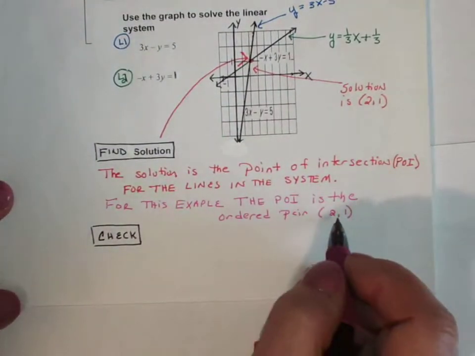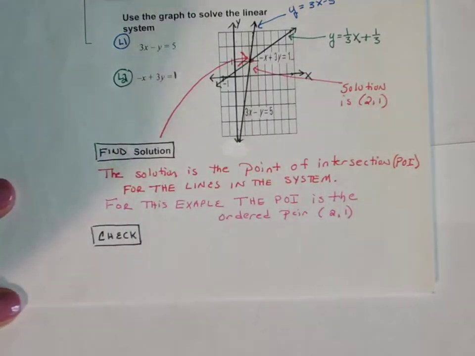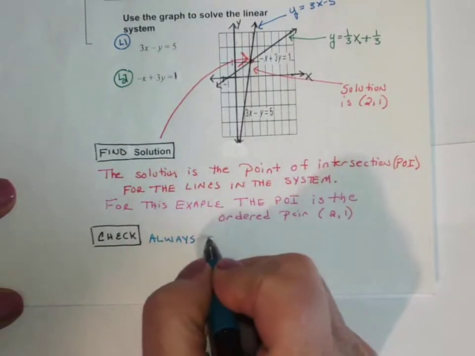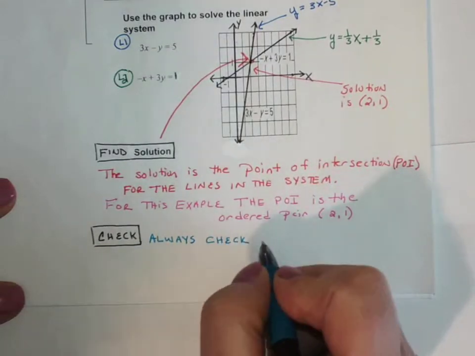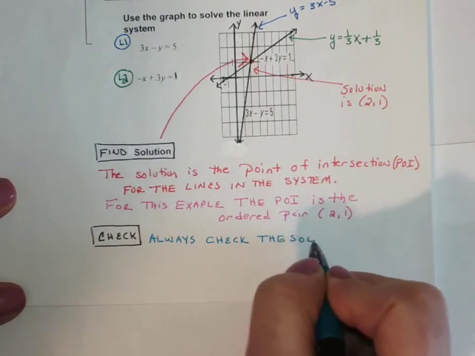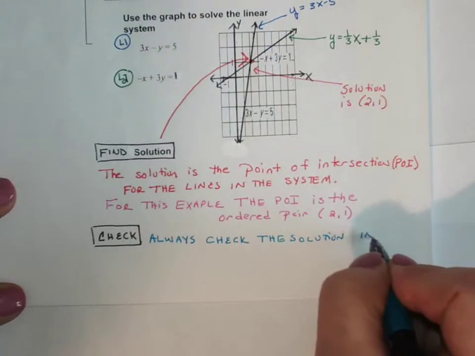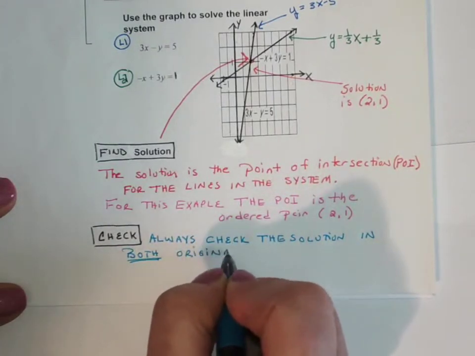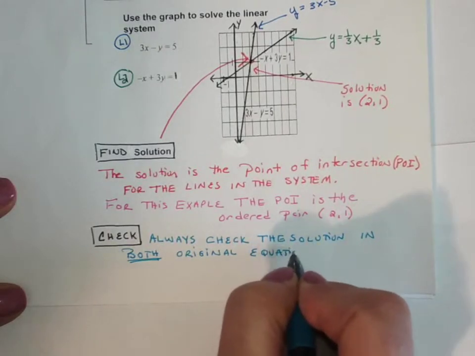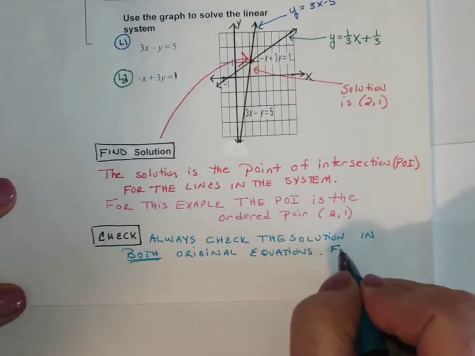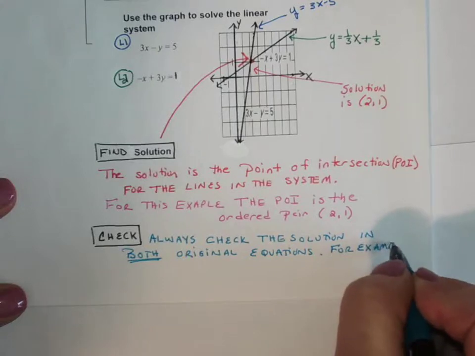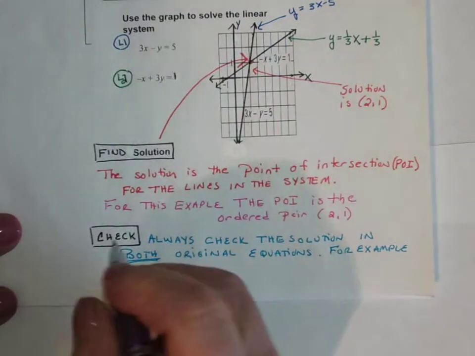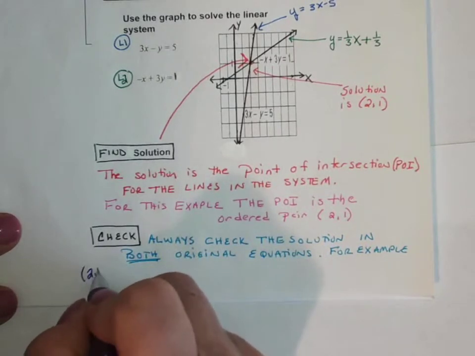Now, how do you check that that is correct? Always check the solution in both original equations. For example, we have our ordered point, we have our solution, and we know that that's (2, 1).